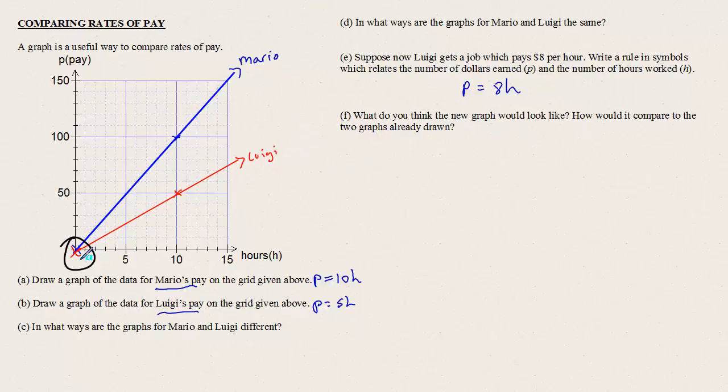So once again, if he doesn't work any hours, he's not going to get any pay. So that's going to go through the origin again. And for 10 hours, he'd get $80. So 50, 60, 70, 80. So that's going to go through here. And so that would go through there.